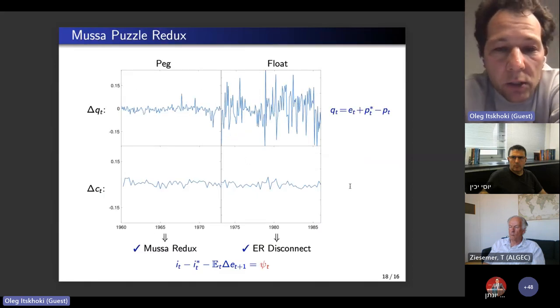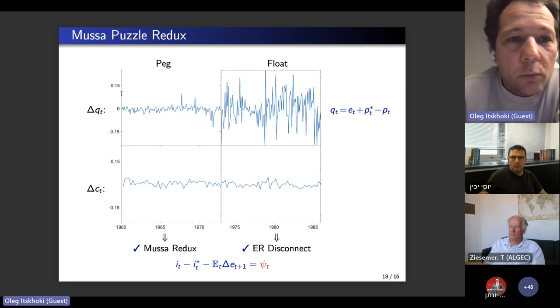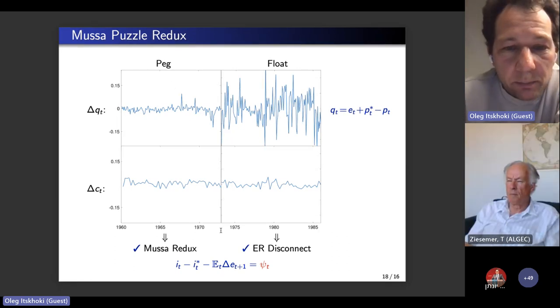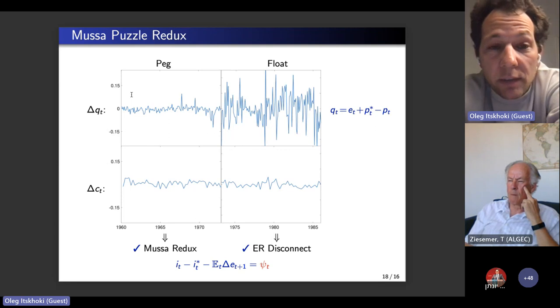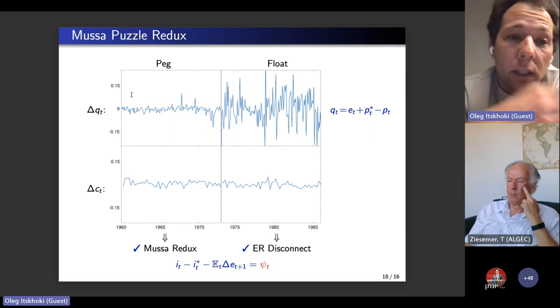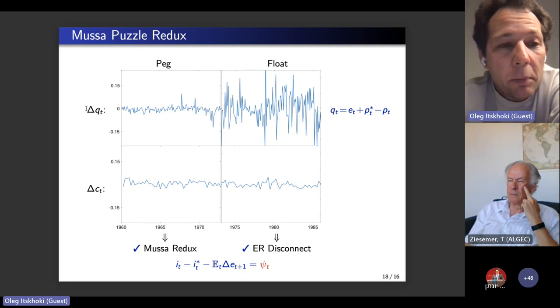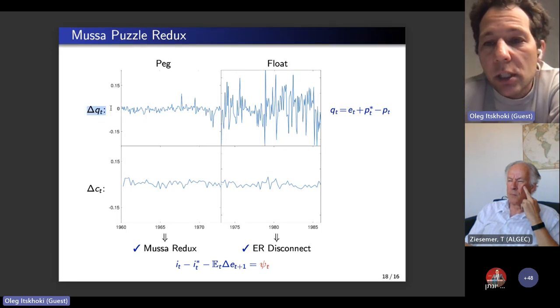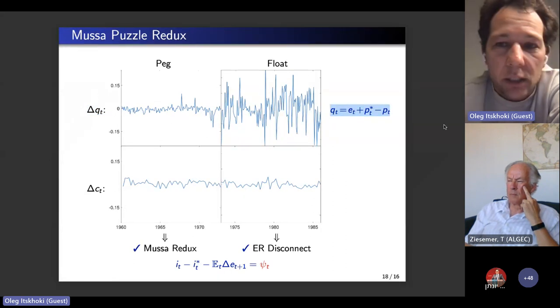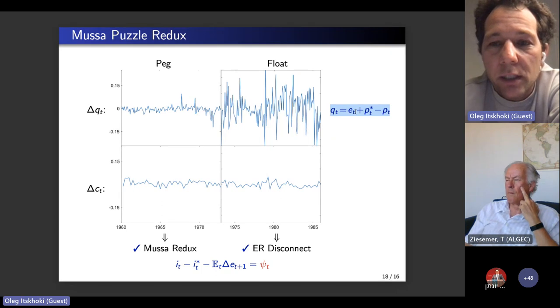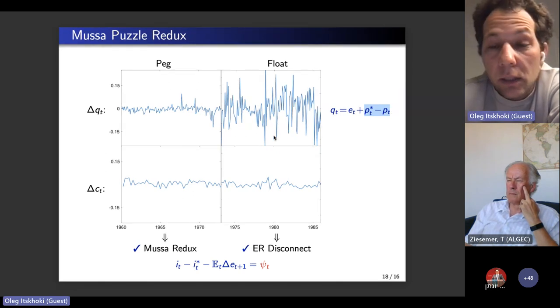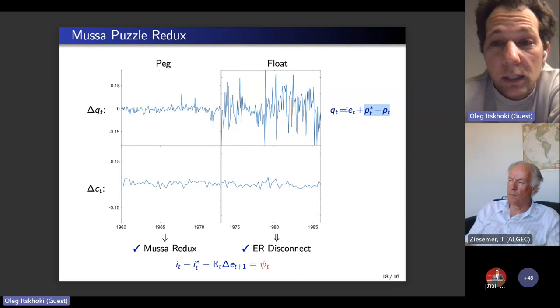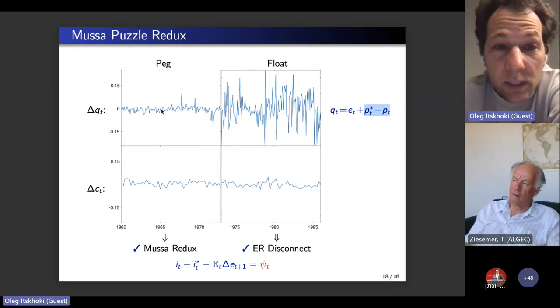So what I plot here, and this is a picture from our previous paper, which is called Mussa Puzzle Redux, is the period of the Bretton Woods system up to 73. This was the period of fixed nominal exchange rates. Most developed countries in the world fixed their exchange rate against the dollar, and the dollar with respect to gold. And what I plot here is the realized real exchange rate, which is just the change in the nominal exchange rate, which was zero during that period, plus the inflation differential, right? So this is literally data. Inflation is data and the change in the exchange rate is data. The change in the exchange rate was literally zero here.